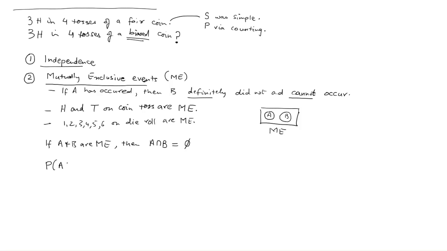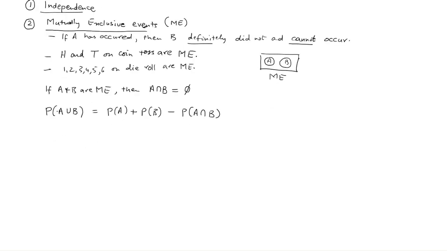And we have also seen a rule which says probability of A union B equals probability of A plus probability of B minus probability of A intersection B. Do you remember this rule? We studied this earlier. So what will this rule look like for mutually exclusive events?